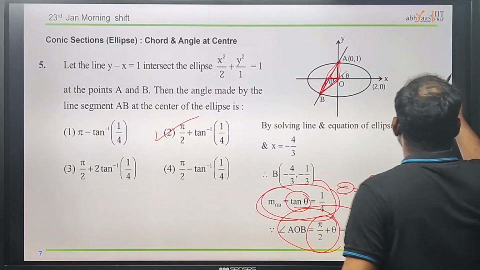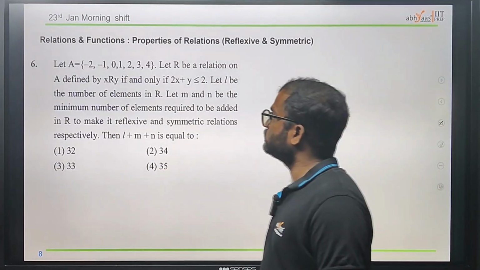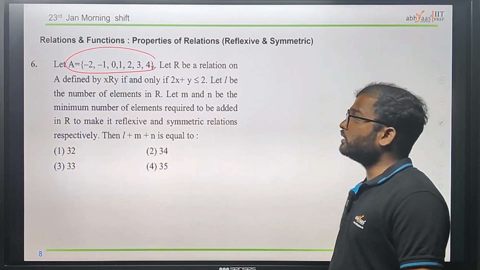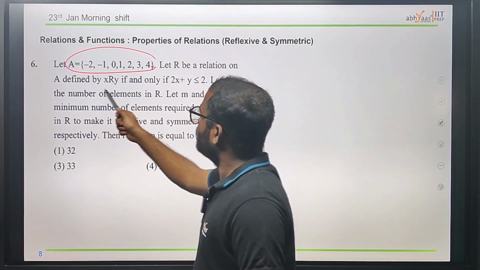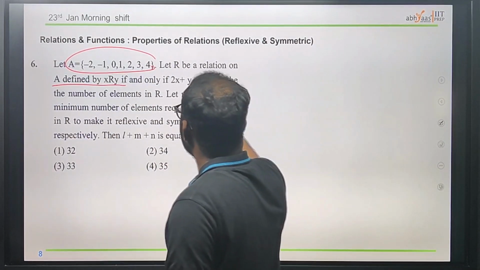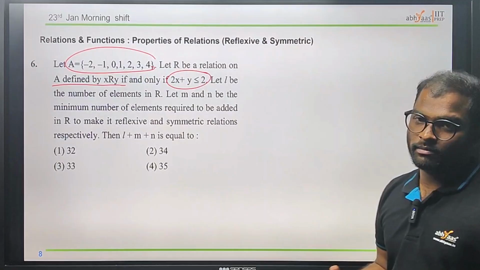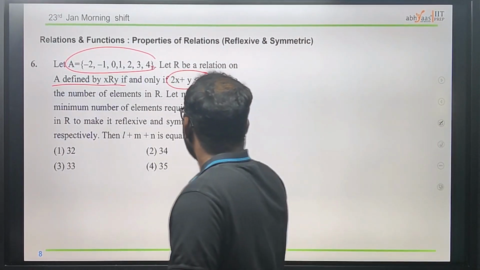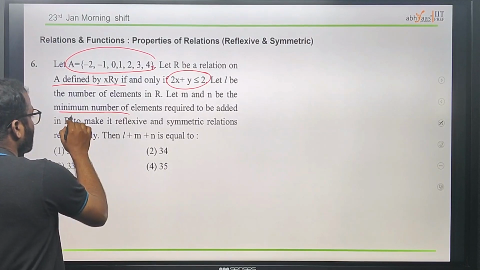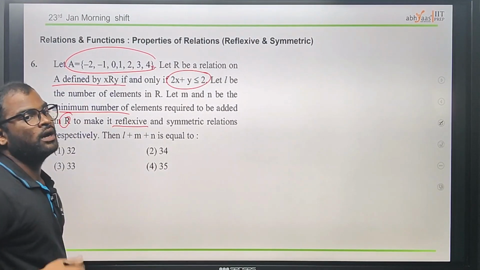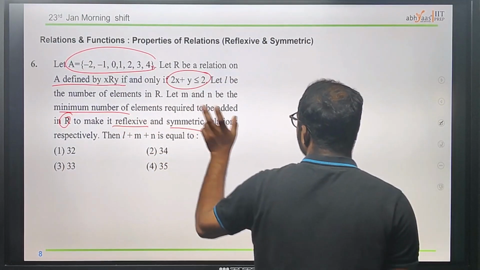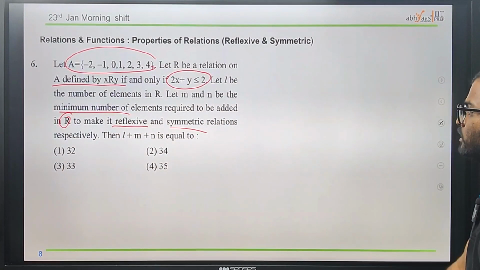Next we have relations and functions. Here they have given these elements, and also say that R is a relation defined by x related to y if and only if it satisfies this condition. Let L be the number of elements in the relation, and M and N be the minimum number of elements required to add in R to make it reflexive and symmetric respectively.